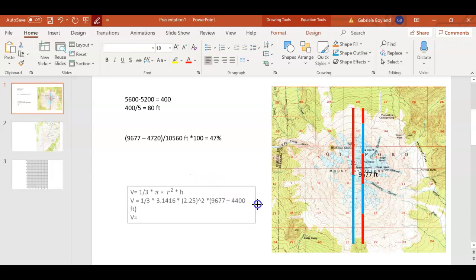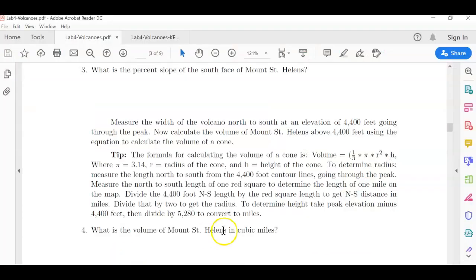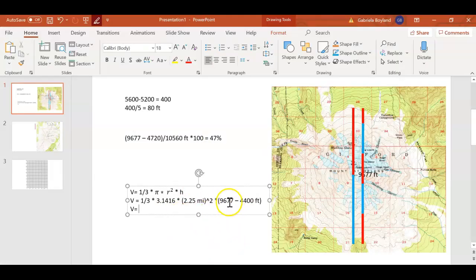That's going to give us some, oh, sorry, this is in miles. I should clarify that. Some X amount. Later on, you'll see that in the questions I ask you to find the volume of Mount St. Helens in cubic miles. And within this tip explanation, I tell you to determine the height by taking the peak elevation minus the 4,400 feet, and then divide it by 5280 to convert it to miles. So I want the overall units to be in miles.